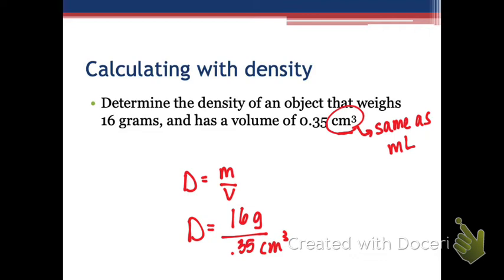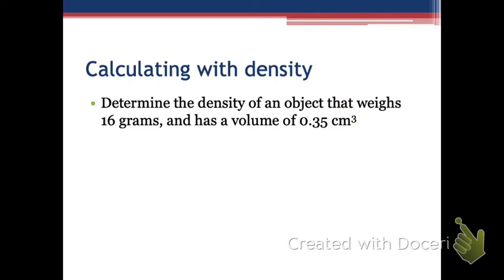So now I'm going to plug it in my calculator. I'm going to expect to get a pretty big number because I'm taking a big number divided by a small number, and I get 45.71 grams per centimeter cubed. Right? My units have to come directly from my equation units. Grams, centimeters cubed. Okay. All right.